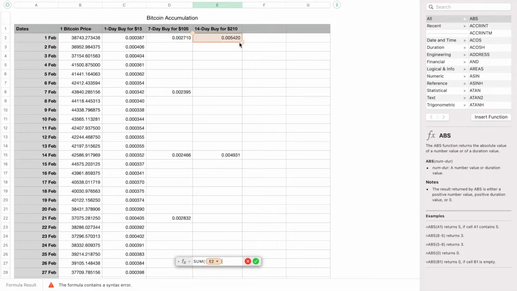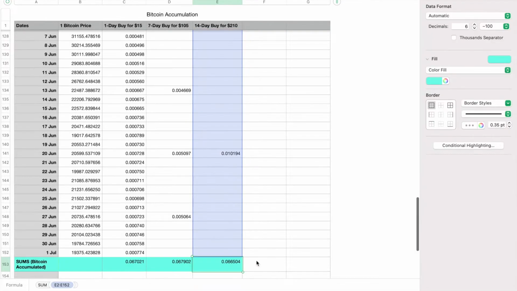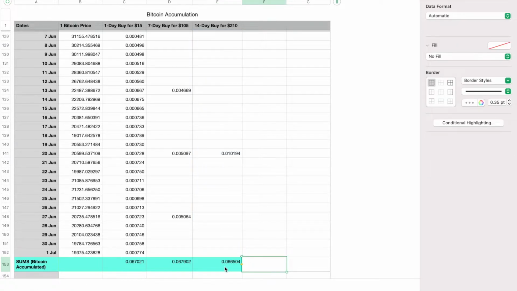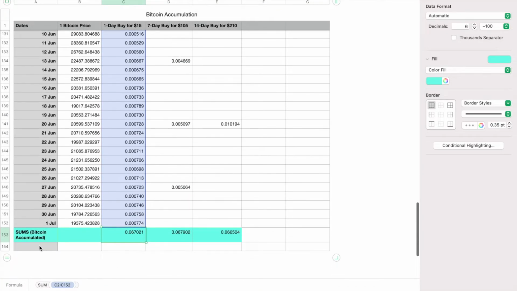Let's see how much I would accumulate if I only spent my money every 14 days. Only 0.066504, which is below the previous 2 sums. But my last purchase, in this column, was on June 20th, which is some 11 days in the past, and so maybe, if I extended my period until July 3rd, I would have certainly had a larger amount. But still, how do I know which strategy is the best?